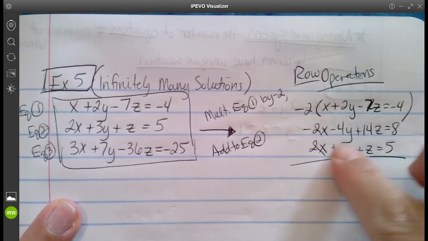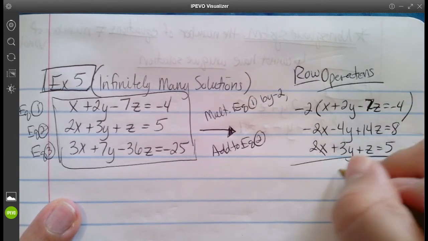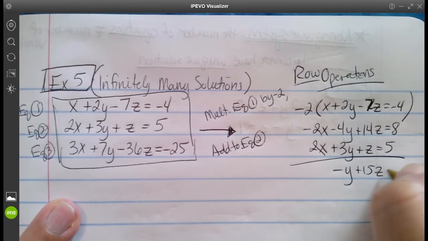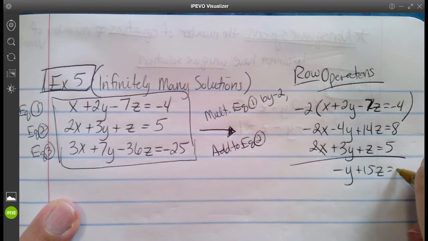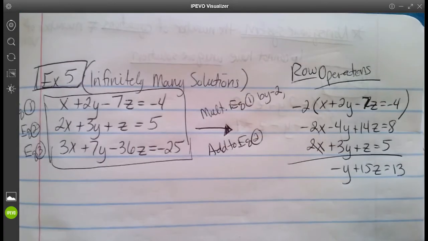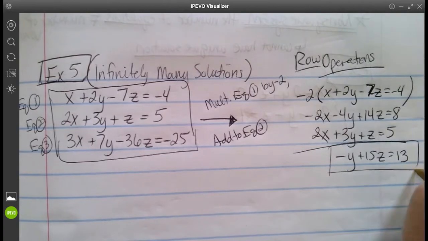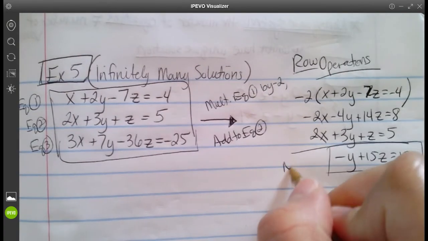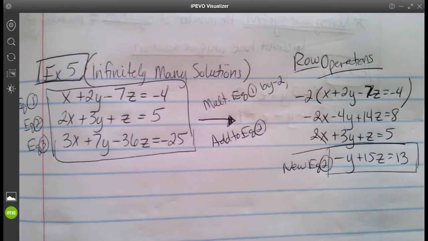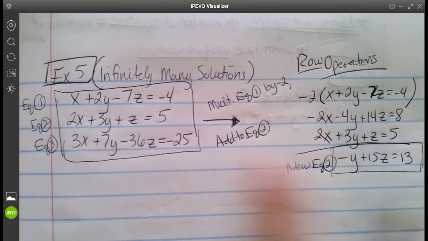So the x's are gone. Negative 4y plus 3y is negative y. Plus 15z, since 8 and 5 is 13. This is going to be our new equation 2, and we're going to replace the old one with this one.